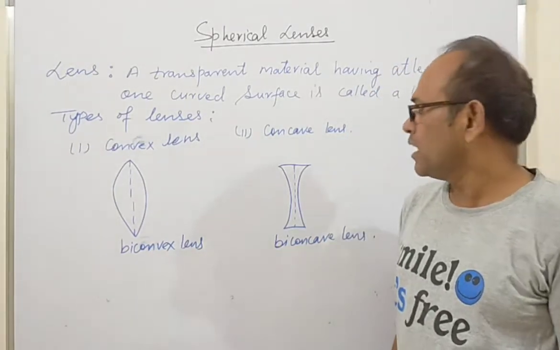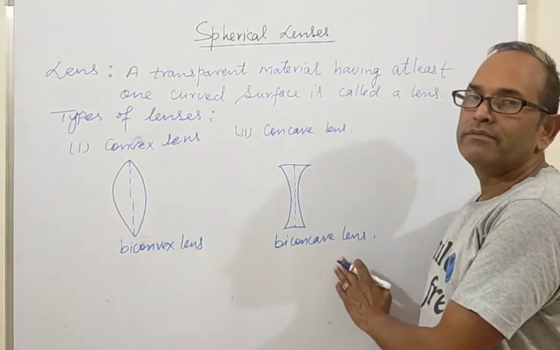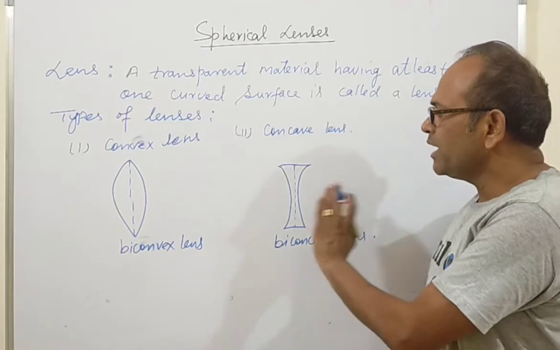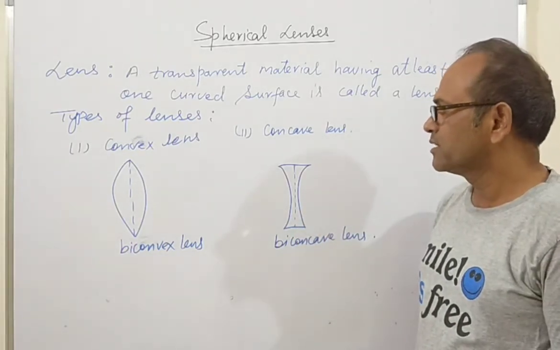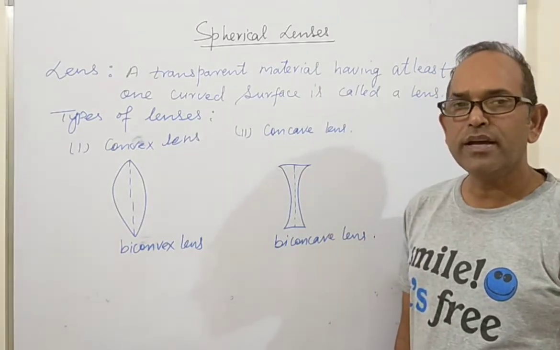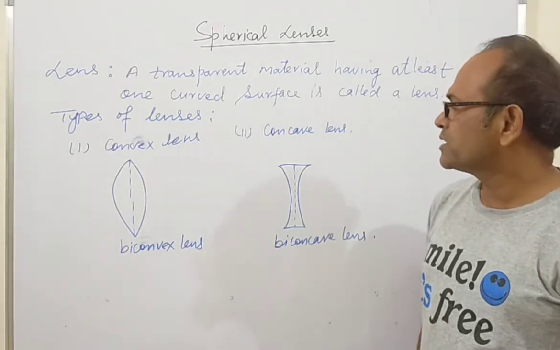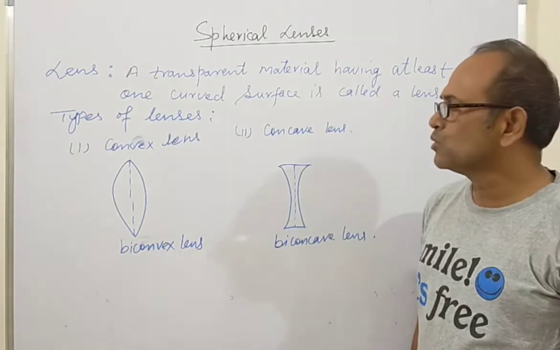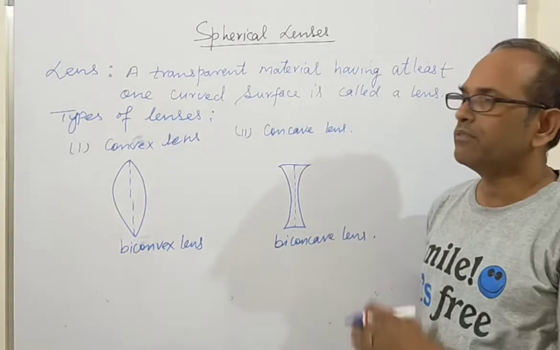So in your course, generally when we say convex lens, we are actually talking about biconvex lens. When I say concave lens, I am talking about biconcave lens, students. So in general, when we talk about convex and concave lens, it is about biconvex and biconcave lens. So let's see some important terminology related to this convex lens and concave lens.